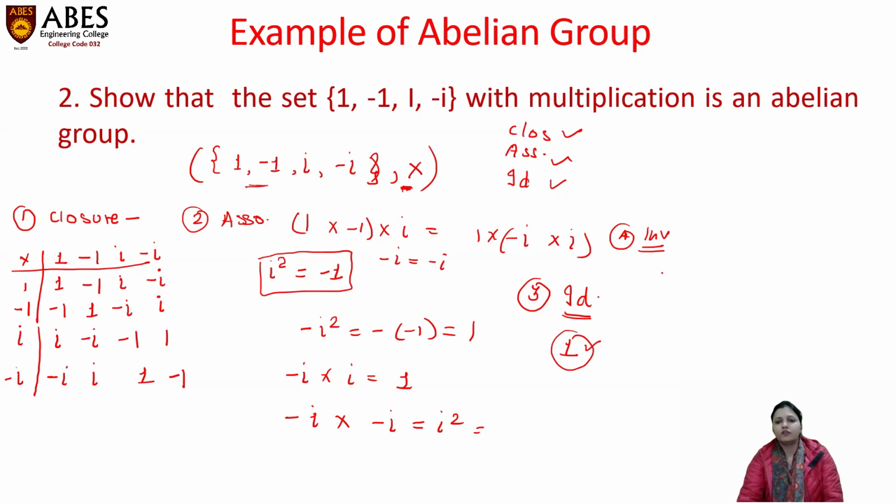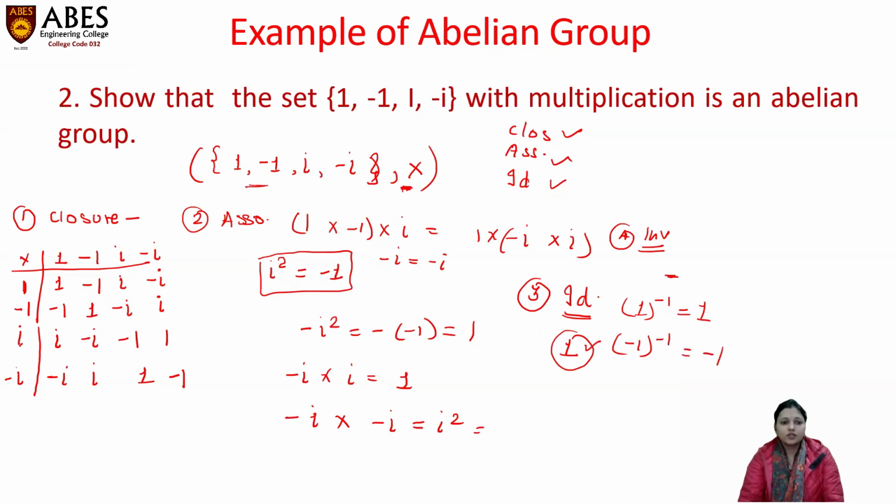Here we will calculate the inverse of each element. We can calculate it here, or we can directly calculate it from the closure table. How is the inverse found? If I am going to find the inverse of 1, then the definition says: what should I multiply with 1 so that I will get the identity element? The identity element here is 1. So I should multiply 1 with 1 to get the identity element 1. So the inverse of 1 is 1. What is the inverse of minus 1? What should I multiply with minus 1 so that I get the identity element? So the inverse of minus 1 is minus 1.